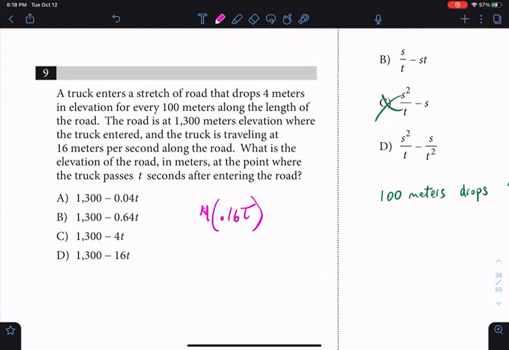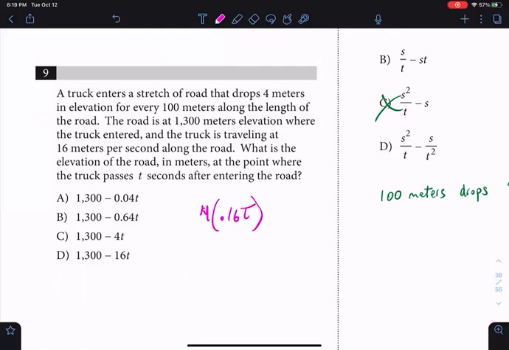Let me see, let me read the question again. A truck enters a stretch of road that drops 4 meters in elevation for every 100 meters along the length of the road. The road is at 13 meters of elevation where the truck enters, and the truck is traveling at 16 meters per second along the road.